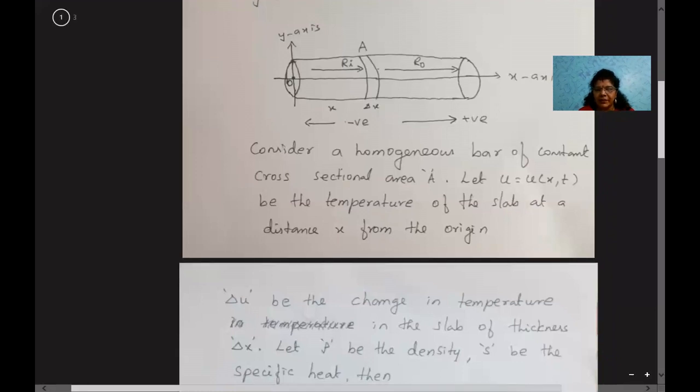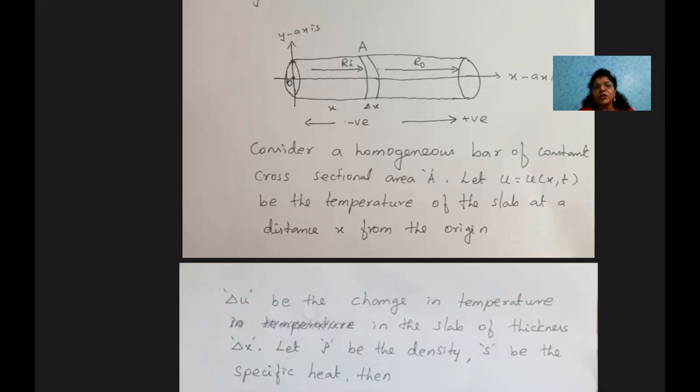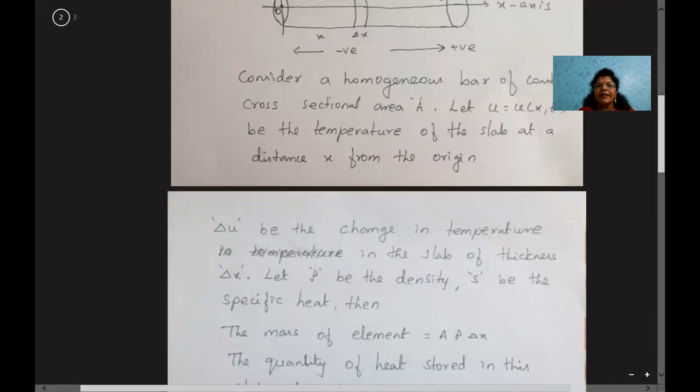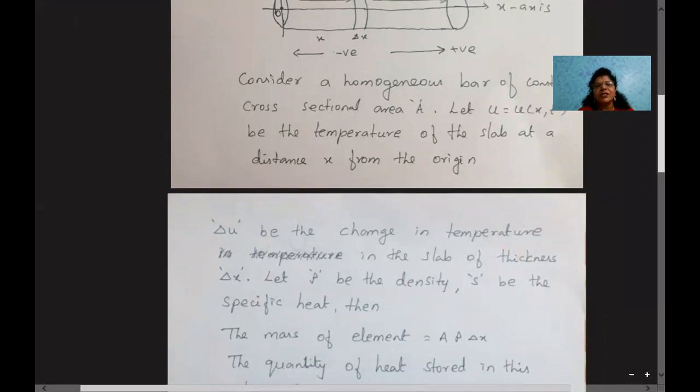Now we'll move on to the derivation. I am going to consider one dependent variable and two independent variables. Let u equal u of x comma t be the temperature of the slab at a distance x from the origin. Here u is the dependent variable, x and t are the independent variables. Differentiating u with respect to x, you get dou u by dou x, first order. The second order derivative of u with respect to x is dou square u by dou x square, and the derivative of u with respect to t is dou u by dou t, because u is a function of two variables x and t.